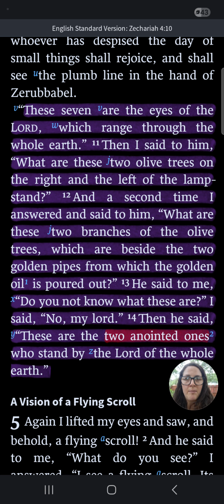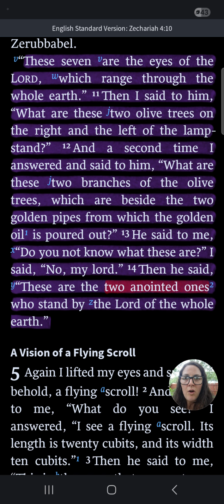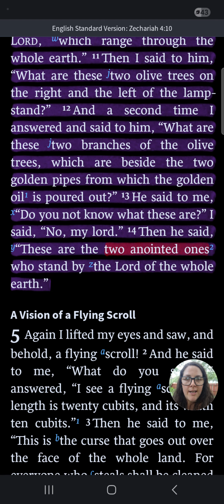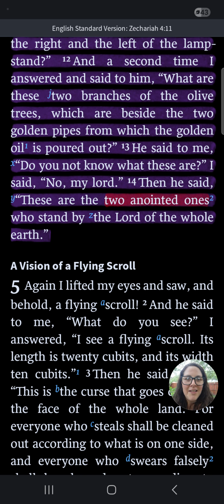Then Zechariah said to the angel, what are these 2 olive trees on the right and the left of the lampstand? And the second time I answered and said to him, what are these 2 branches of the olive tree which are beside the 2 golden pipes from which the golden oil is poured out? The angel said to Zechariah, do you not know what these are? I said, no, my Lord. Right? He's got it. No, my Lord, I don't know what these are. Then the angel said, these are the 2 anointed ones who stand by the Lord of the whole earth. So, the 2 anointed ones.